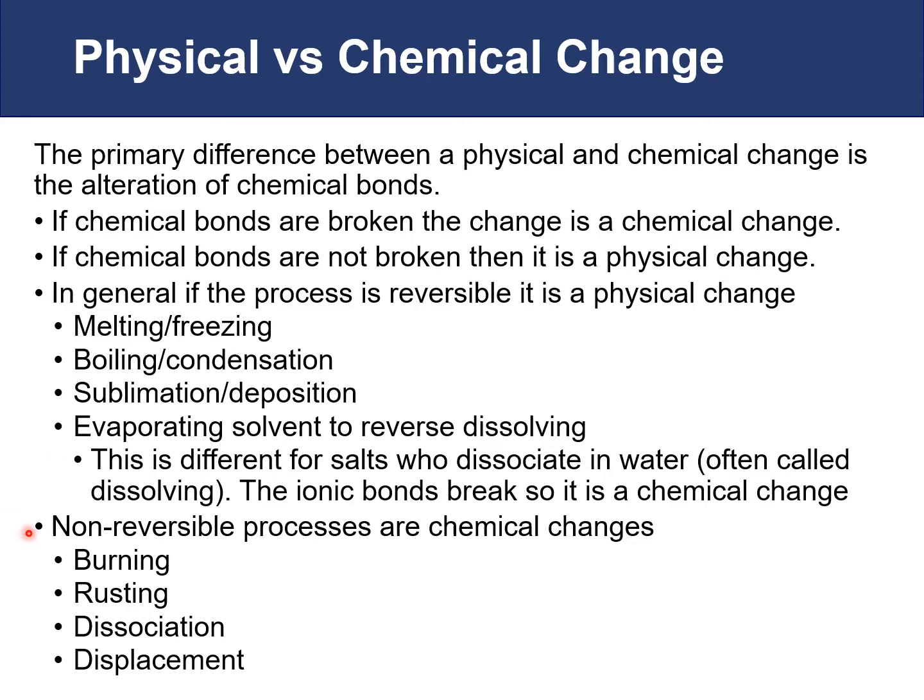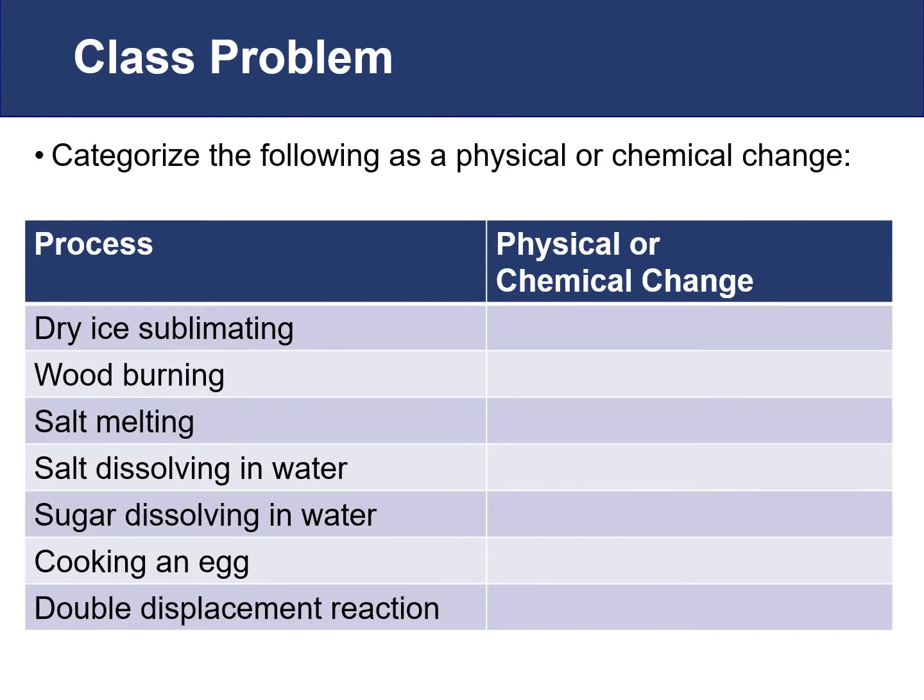Non-reversible processes are generally chemical changes. So burning or combustion, rusting, dissociation, so having the bonds break, or displacement type reactions are all examples of chemical changes. Let's now look at a couple problems where we are attempting to determine whether a process is a physical or chemical change. Pause the video and try to determine whether each one of the following processes is a physical or chemical change.